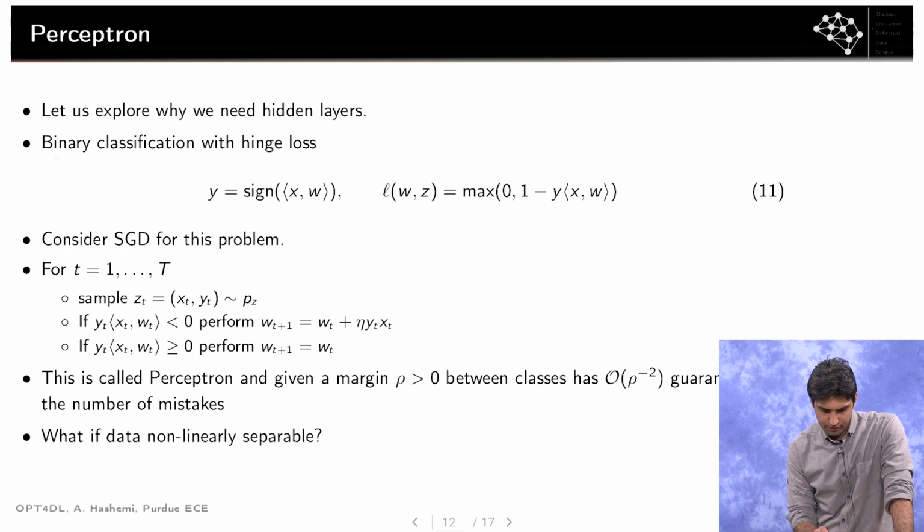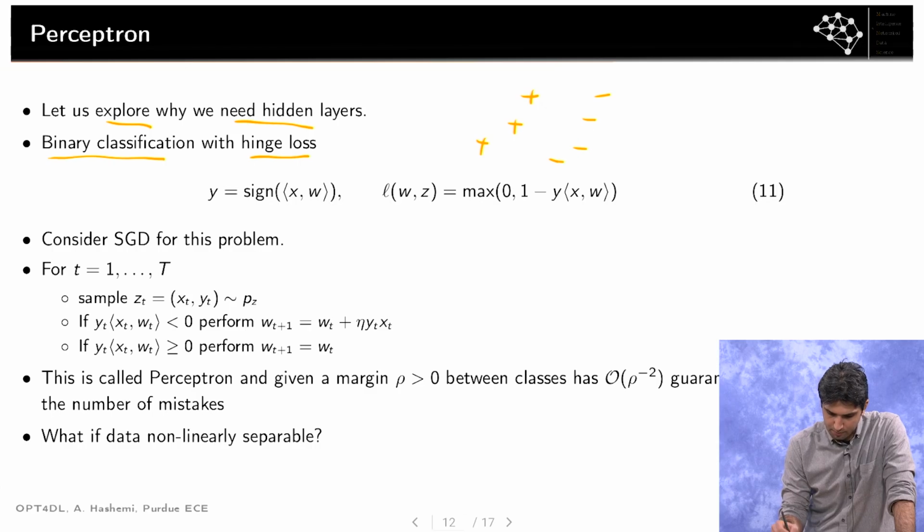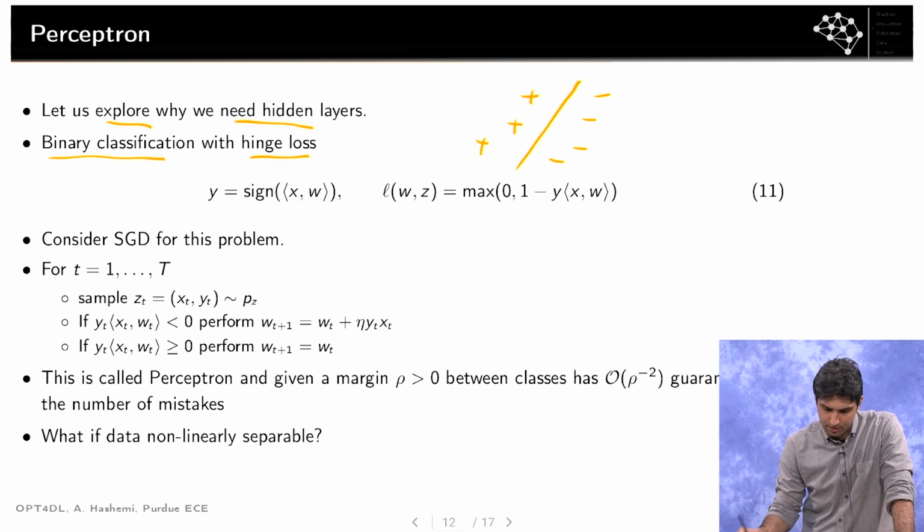Okay, so the goal is to explore why we need hidden layers. So we're going to consider binary classification with hinge loss, something we talked about before. In particular, I'm assuming that I have, let's say, two classes, plus and minus, and here I'm going to assume that the data is linearly separable. Again, something we talked about before. Therefore, the classification problem is reduced to finding this separating hyperplane.